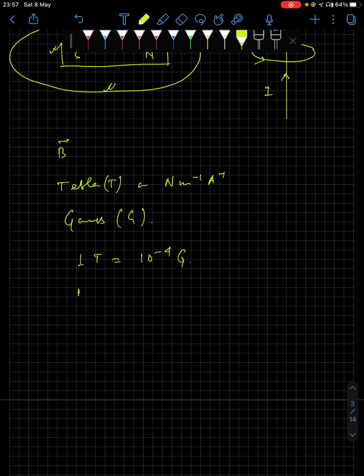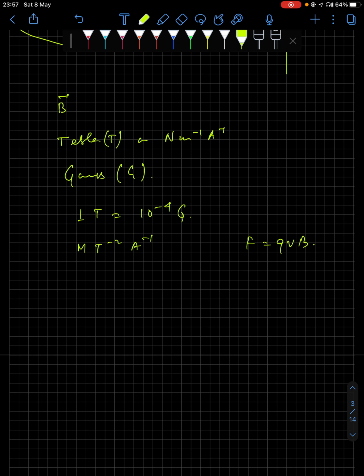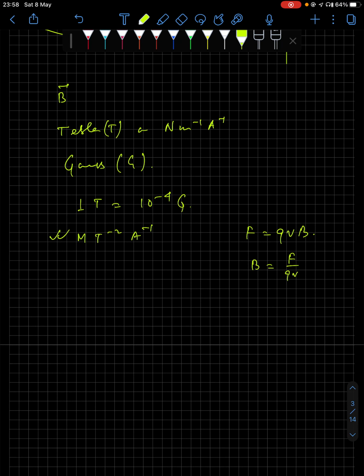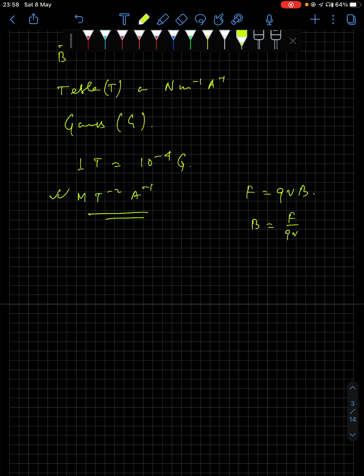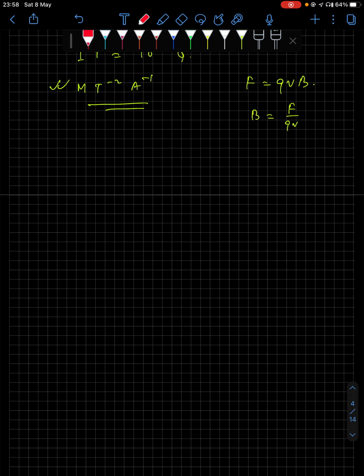Also, what is the dimension of magnetic field? That is M T^-2 A^-1. I won't be calculating the dimension over here, but you can easily find it by using the relation for magnetic force, which is F equal to QVB, charge into velocity into magnetic field. So B equal to F by QV. You can use this relation to find that the dimension of magnetic field is M T^-2 A^-1. So now that you know what a magnetic field is, we can see Biot-Savart law.